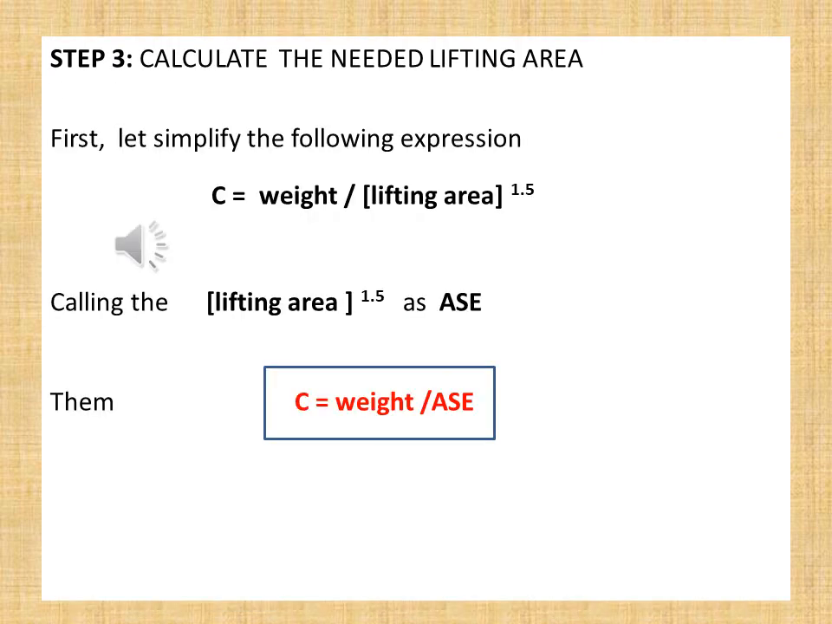Step 3. Calculate the needed lifting area. First, let's simplify the following expression. C equals weight divided by lifting area to the power 1.5. Calling the lifting area to the power 1.5 as ASE, the result is the simple expression: C equals weight divided by ASE.